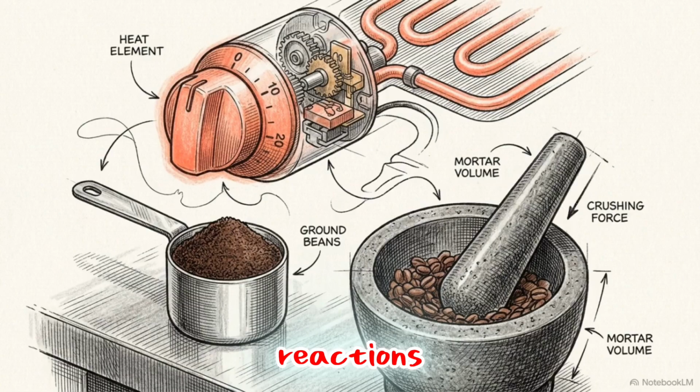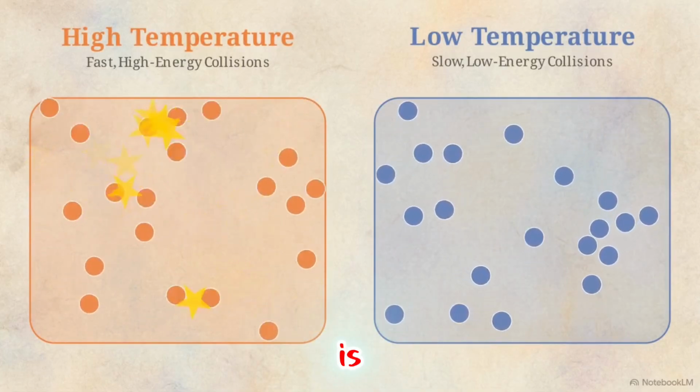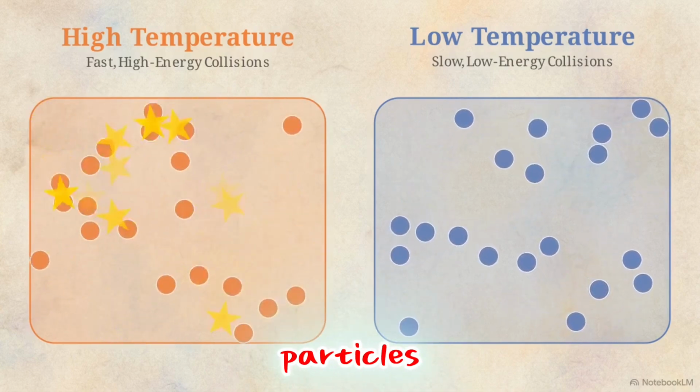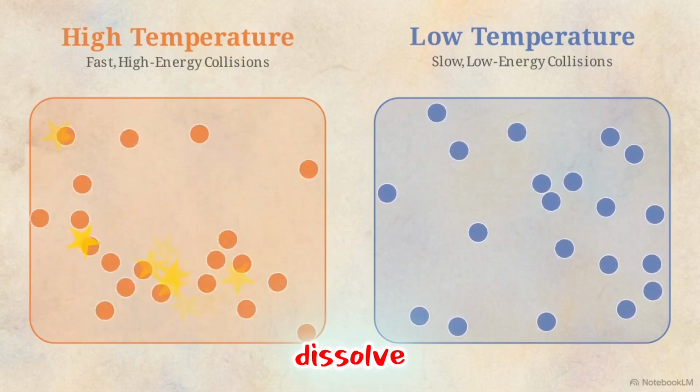Because chemical reactions are mechanical collisions, we can adjust specific dials in our environment to make these impacts happen more frequently and with more power. Our first point of control is temperature. Heat is movement energy. By cranking up the heat of your water, you force the coffee particles to race around, causing the high-speed, high-energy collisions needed to dissolve the powder.